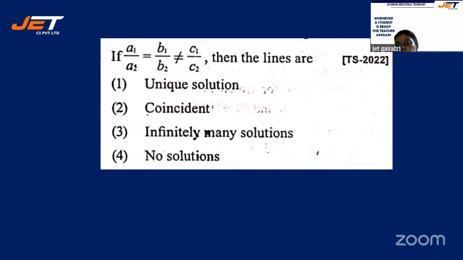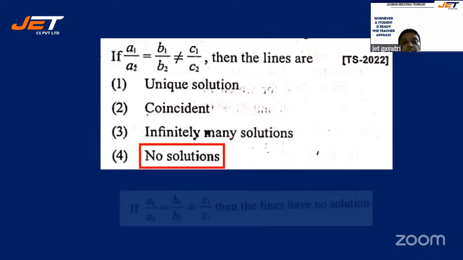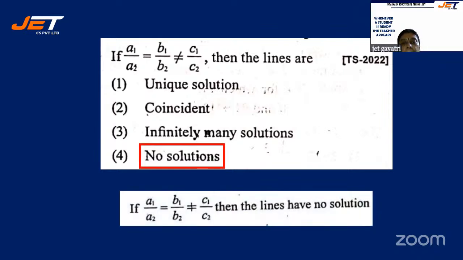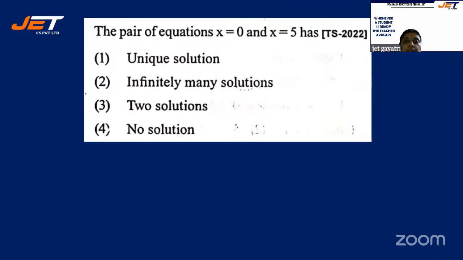Okay. If a1 by a2 is equal to b1 by b2, not equal to c1 by c2, it means that it has no solutions. All right. So this is a rule that we learned.